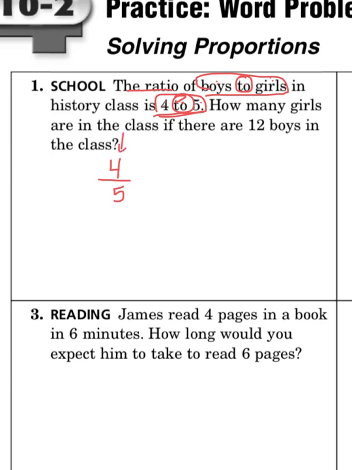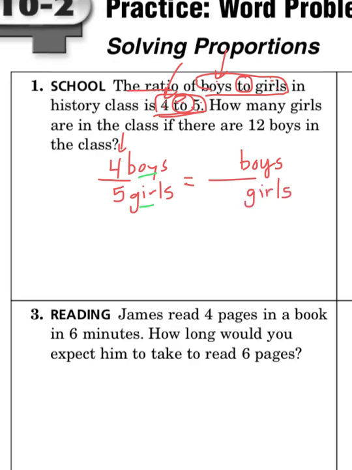So the 4 is going to go with the first number. So that's going to be boys. And the 5 is going to go with the second, which is going to be girls. So let's think about that. The ratio of boys to girls in history class is 4 to 5. So the 4 goes with the boys, and the 5 goes with the girls. So now I set up my other part of the proportion here. If I wrote boys here, and I put girls here, that means on this part of the fraction, I have to keep it consistent. This has to stay boys, and this has to stay girls.